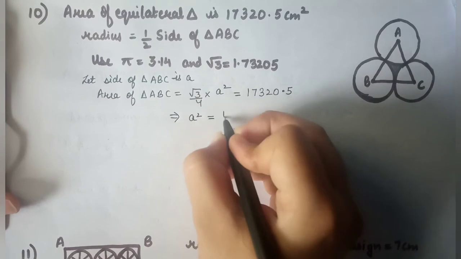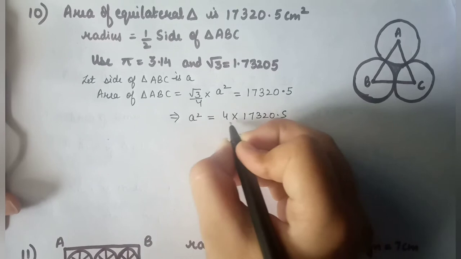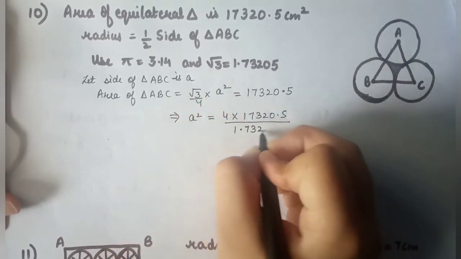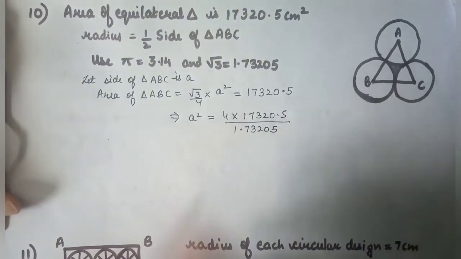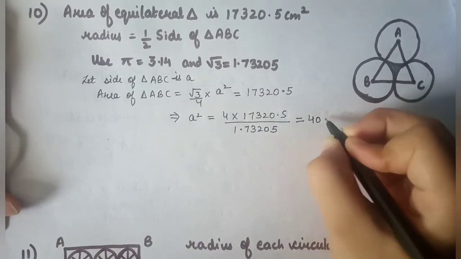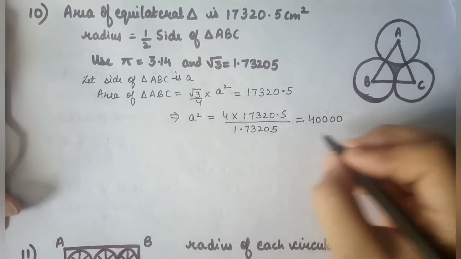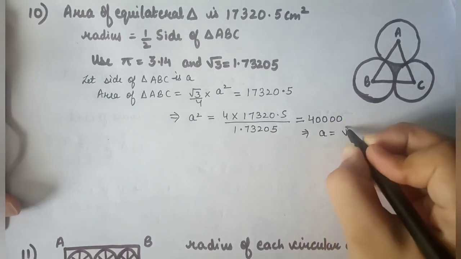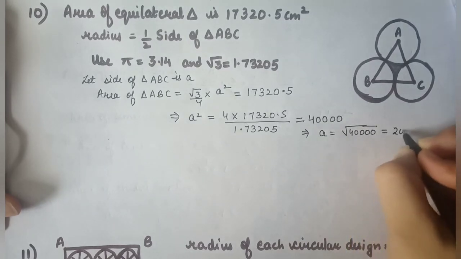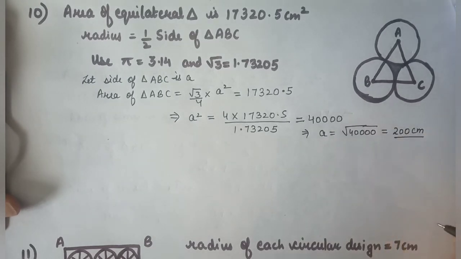So now by shifting we can find out the value of A square. A square is equal to 4 into 17320.5 upon root 3, and the value of root 3 is 1.73205. So these terms will cancel out and you will be left with 40,000. Okay, so A square is 40,000. This means A is root of 40,000, that is 200. So the side of triangle is 200 centimeter.